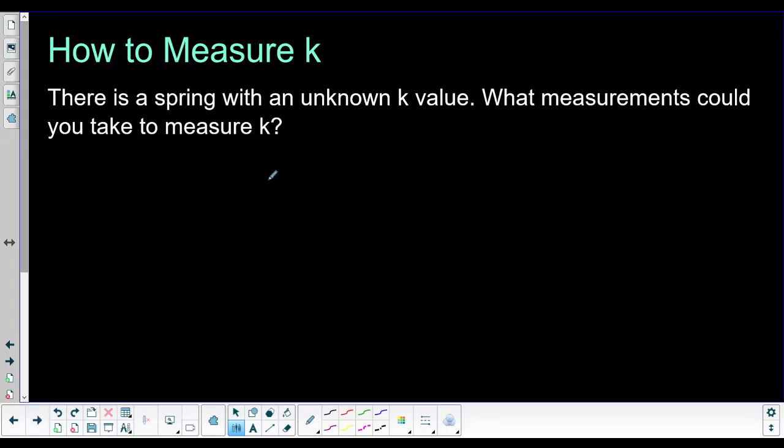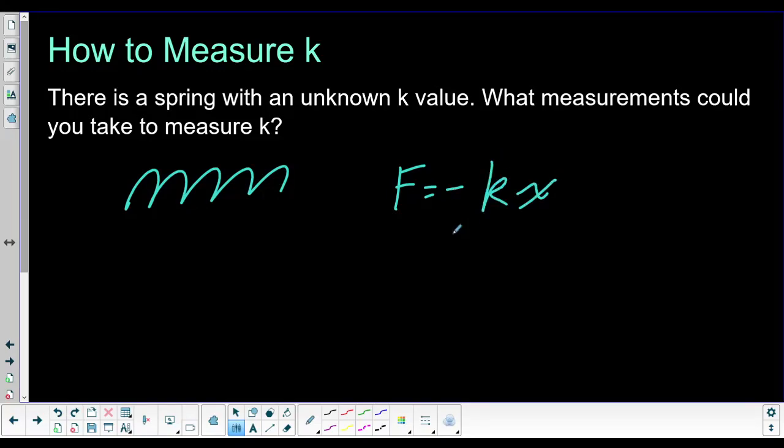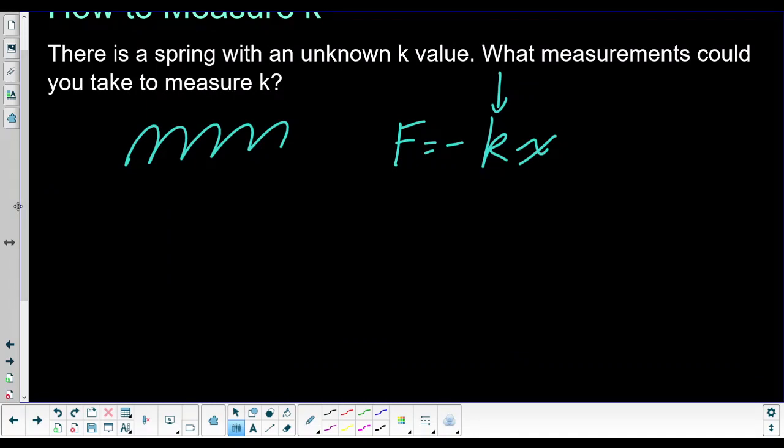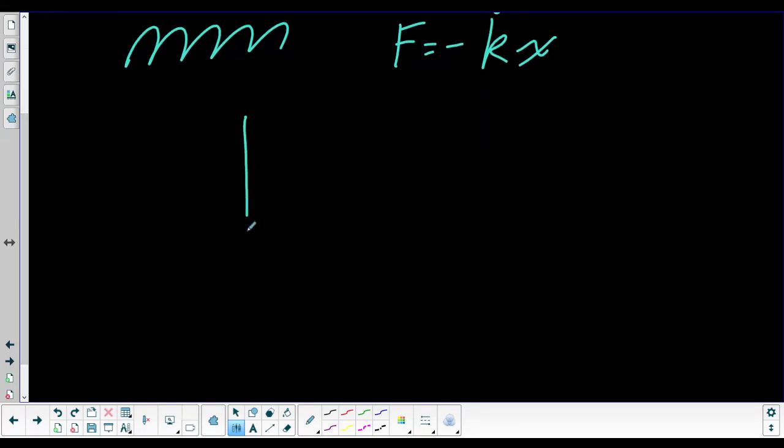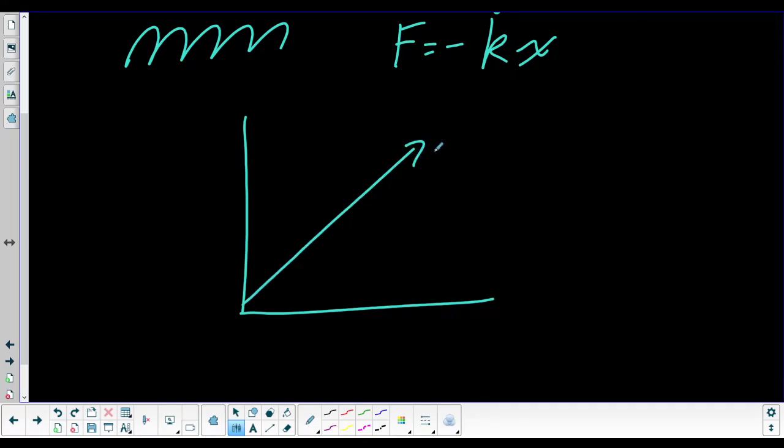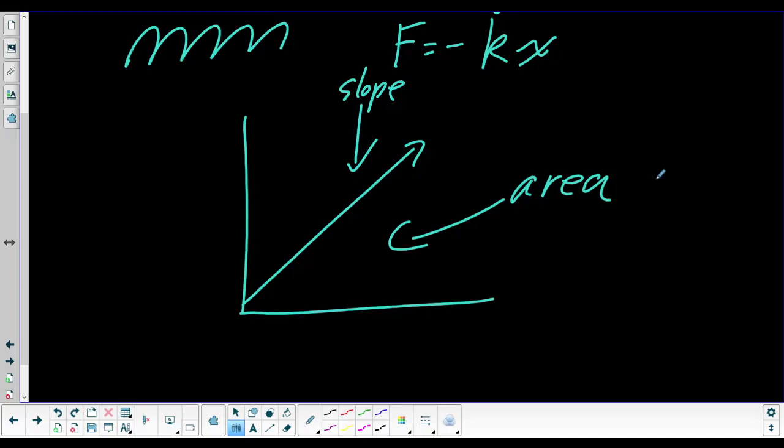So to start our experiment, we've got our spring, and all we know about springs right now is Hooke's law, F equals negative kx. All right, what we are looking for here is k. So the way that you in this class will try and set up any experiment, your goal is to graph two variables and get a straight line graph. And then hopefully either the slope or the area is the interesting thing that you've been asked to experimentally measure.